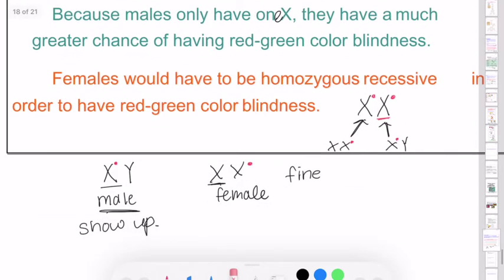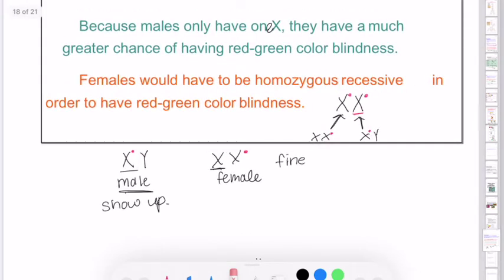As far as a man, your mom could carry it and your dad could not be colorblind, and you still would show up colorblind. So a much better chance as a male to be colorblind.